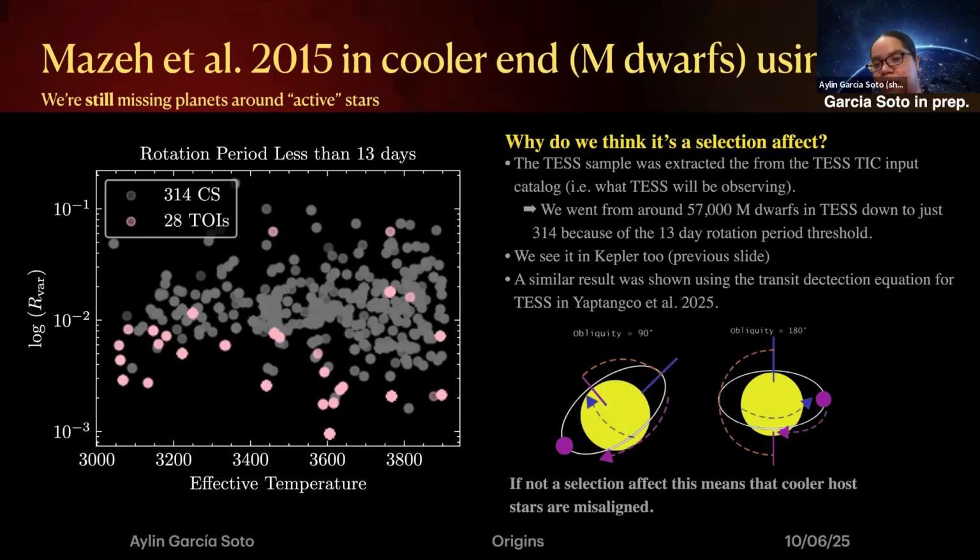And there was also another paper this year that looked at TESS and did a similar study to Mazeh et al., where they found that there was a selection effect in TESS as well. So in that paper, basically they said, if you wanted to find more TRAPPIST-1 systems, it would be hard because TRAPPIST-1 is an active system.